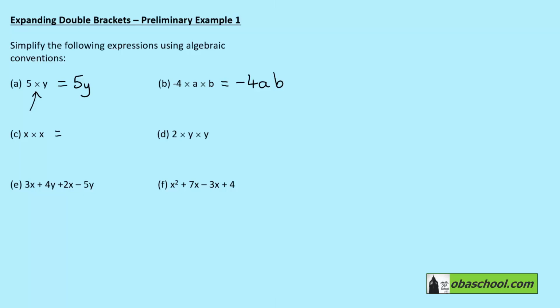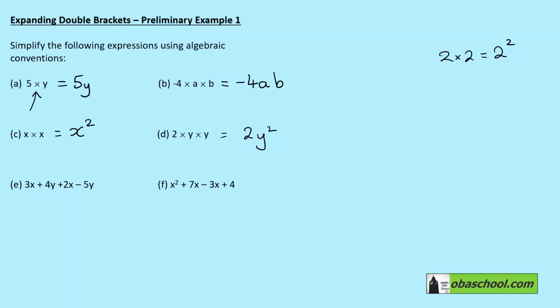x times x is best known as x squared, just like 2 times 2 is 2 squared. And 2 times y would be 2y squared.